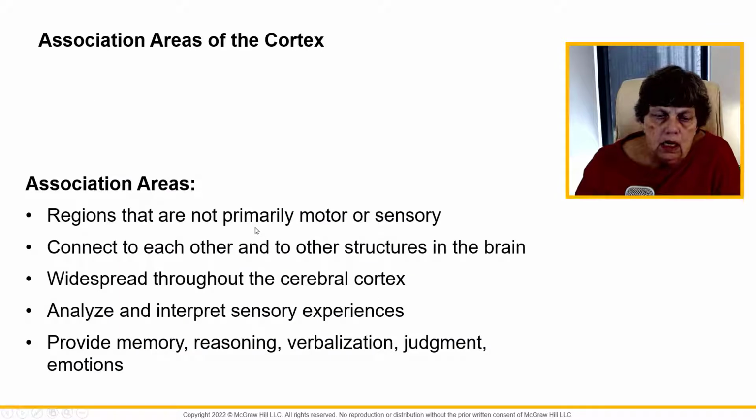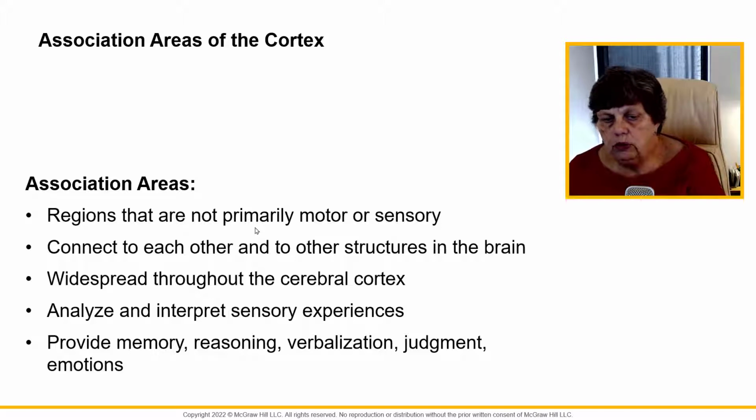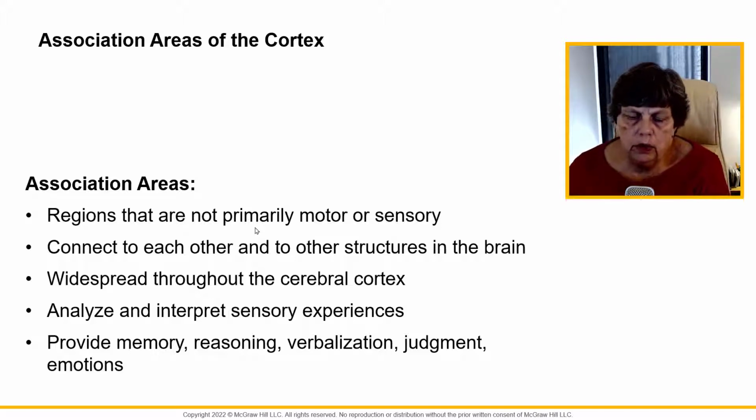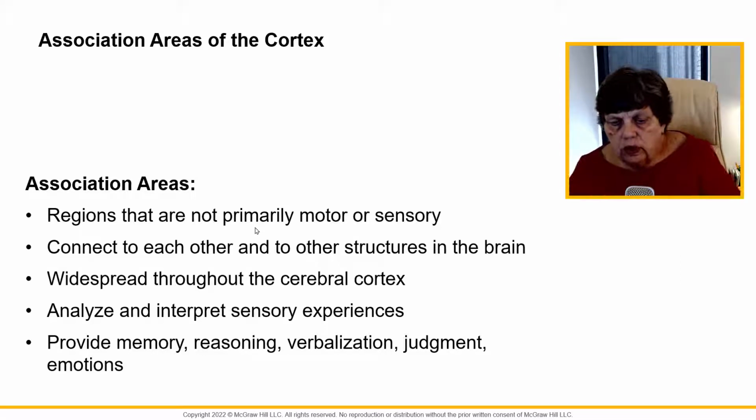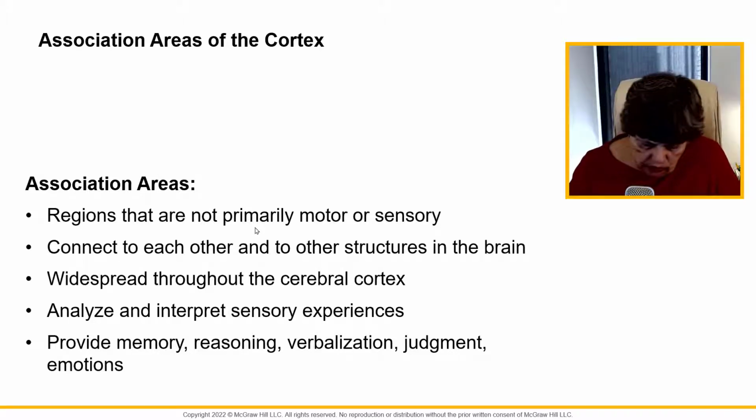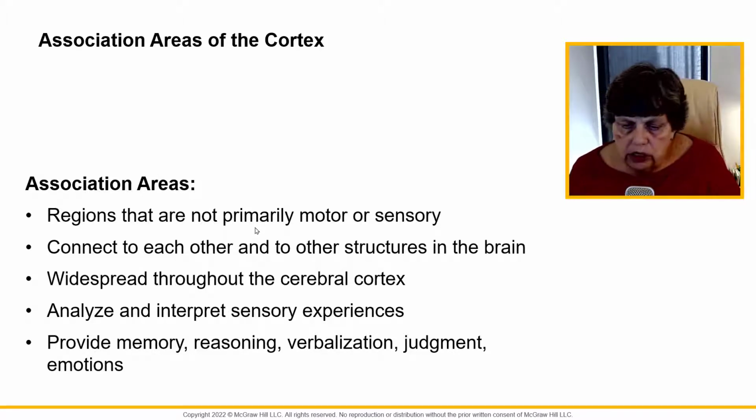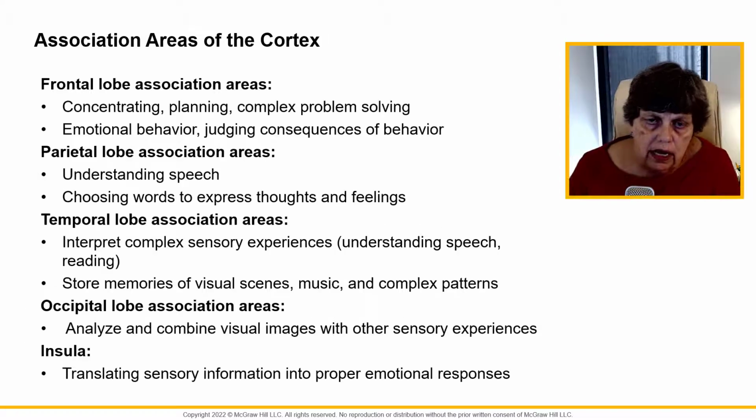Homologous. All right, and association areas, they're not primarily motor or sensory. They connect to each other, but basically what it allows us to do is analyze and interpret what we're sensing. So it allows us to see this stuff or hear this stuff and interpret what it is. So you have this association, you see something, and the association area allows you to tell you what it is. I see a dog. Okay, I recognize that as a dog. And that's what we basically have to do.